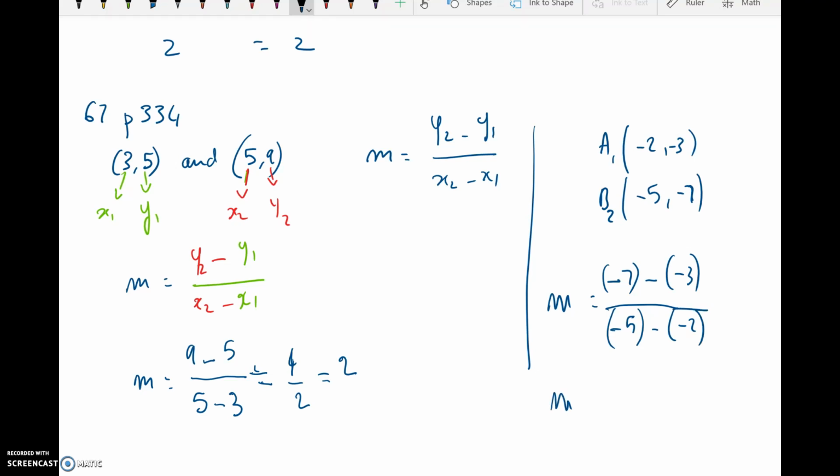Getting rid of the first parenthesis is pretty easy. It's going to be -7. But when you get rid of the second parenthesis, because of the subtraction sign in front, it's going to become +3. On the bottom, -5 plus 2. Then you will find your answer in that case: -4 divided by -3, which is going to be +4/3. Okay? You're welcome.